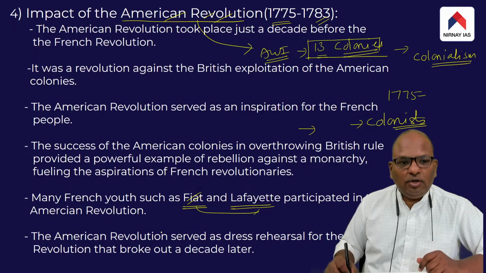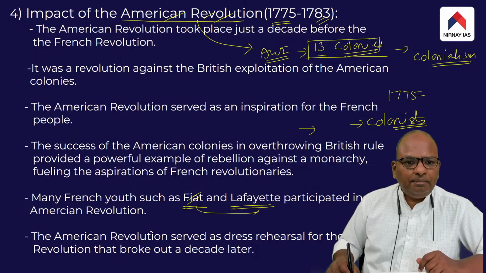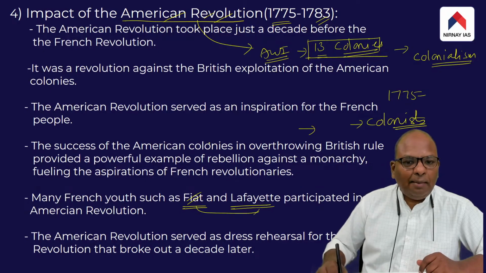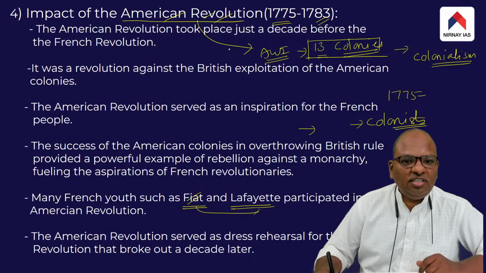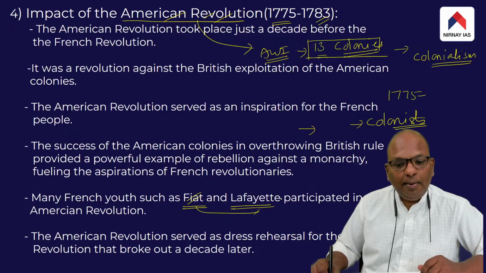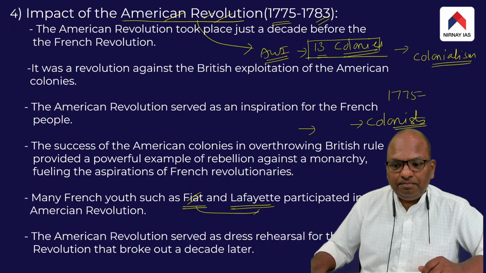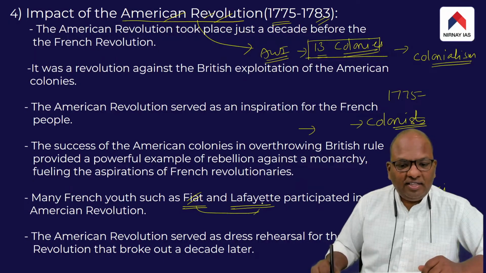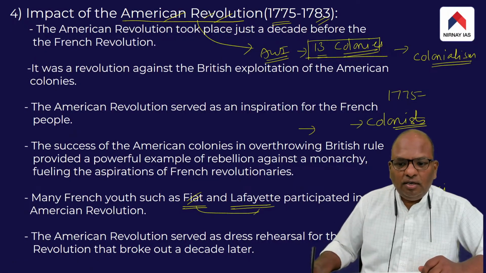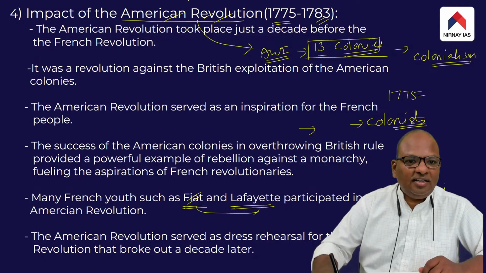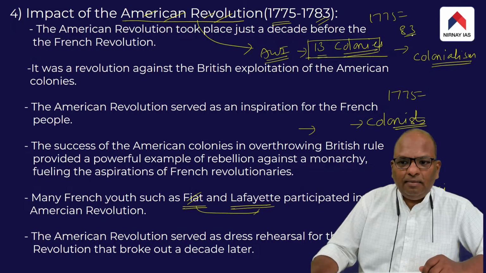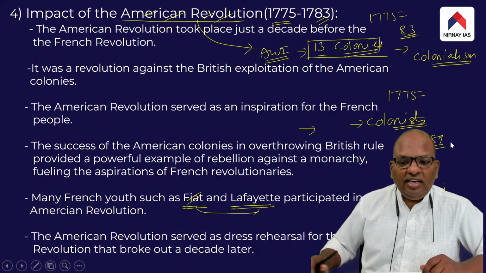So the whole point which I am trying to convey is, for Lafayette and Fiat, the American Revolution became a dress rehearsal for the French Revolution. The point is, both Fiat and Lafayette also very actively participated in the French Revolution. The French Revolution broke out just a decade after the American Revolution. So the American Revolution happened between 1775 to 83, and in 1789 the French Revolution broke out.